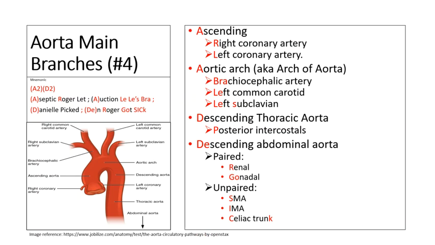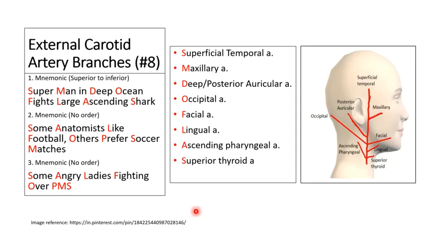So moving down to external carotid artery branches. If you can see, there are 8 branches of the external carotid artery: superficial temporal, maxillary, posterior auricular, occipital, facial, lingual, ascending pharyngeal, and the superior thyroid artery. You can also look at the picture, and then there are 3 mnemonics that you can use.